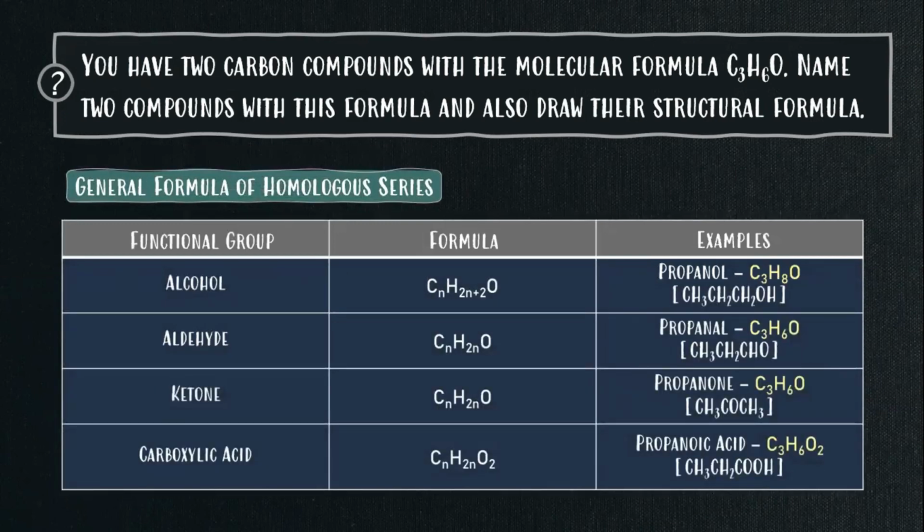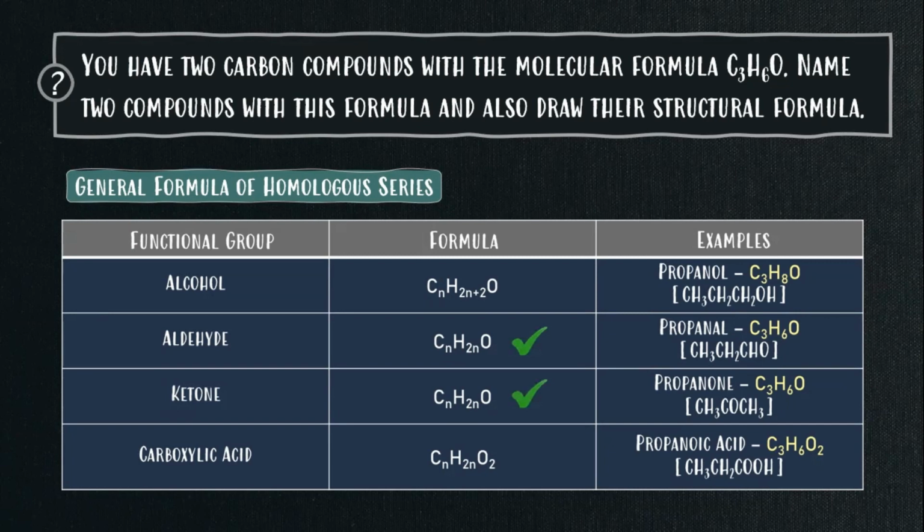N is the number of carbon atoms. Then the general formula for alcohol is CnH2n+2O. Aldehyde is CnH2nO. Ketone is CnH2nO. Carboxylic acid is CnH2nO2. From this table, we can see that the general formula of aldehyde and ketone are the same.